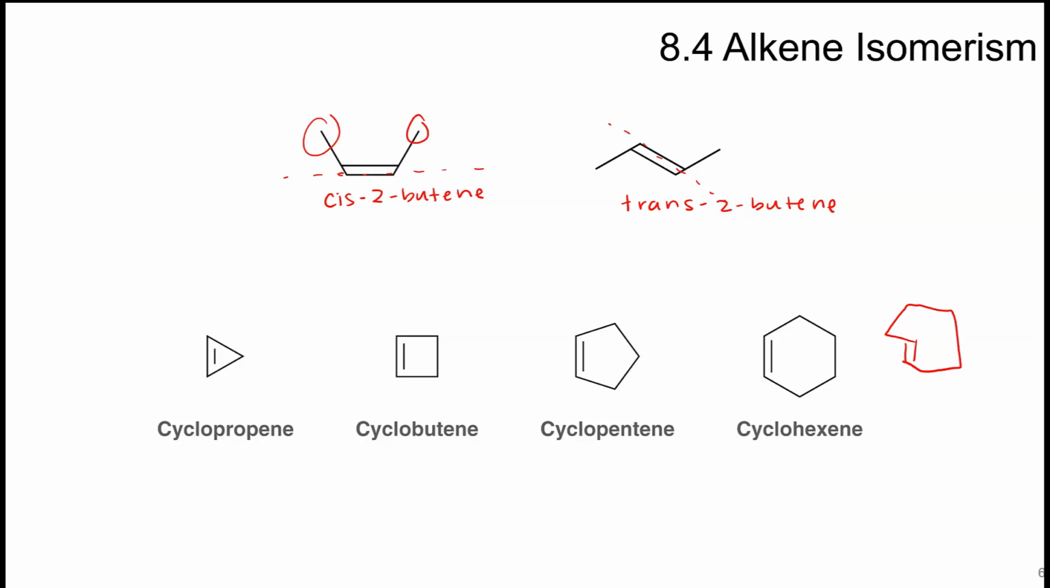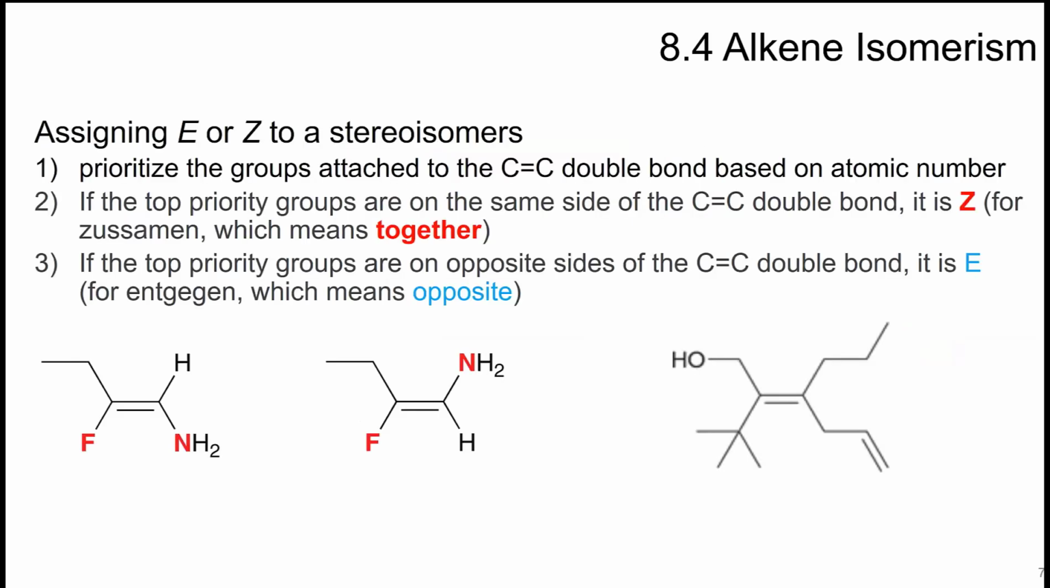We cannot always use cis or trans to determine the isomers on alkenes because there can be more than 2 groups. The cis and trans should really only be used when it's the same groups coming off of there. So what we use instead, which is synonymous to R or S, is E or Z for stereoisomers. So what we do is we prioritize the groups attached to the carbon-carbon double bond, just like we did with stereoisomers for R and S. That's based on the atomic number.